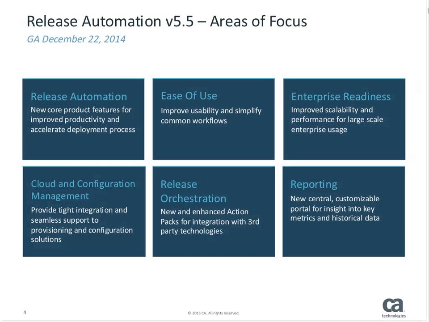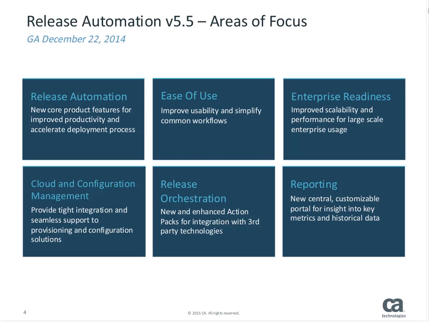So before we talk about the different features and capabilities that we added, let's take a moment and talk about the different areas of focus for 5.5. Every time we come to design a release, we identify the different areas that we would like to invest in. So in 5.5, we had 6 of these. We start with release automation. That is the area where we concentrate on adding new core features to the actual product to improve productivity and to accelerate the process of designing the workflow and the deployment.